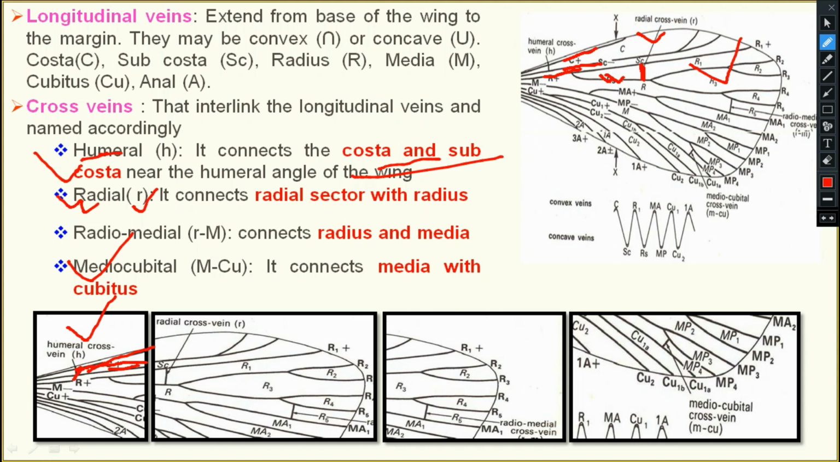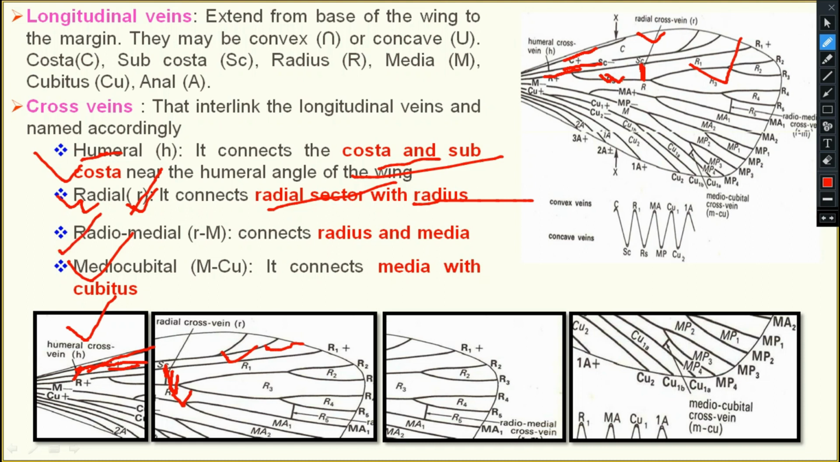Yes, sir. This is known as what? Your radial cross vein. In the zoomed picture here you see the radial cross vein, in between R1 and RS. There is a cross vein that is known as the radial cross vein, radial sector with radius. Understood? Up to this clear? Yes, sir. Good.